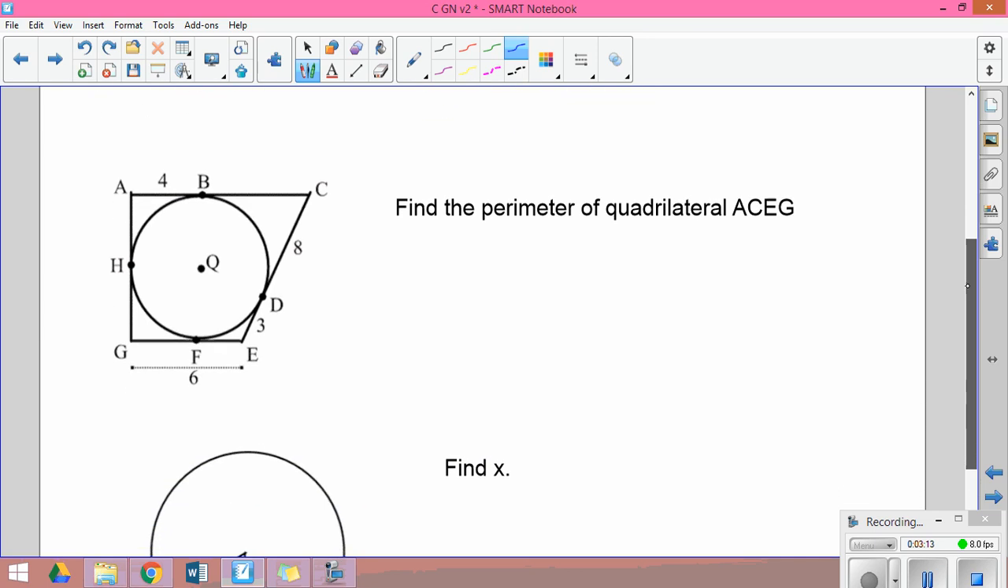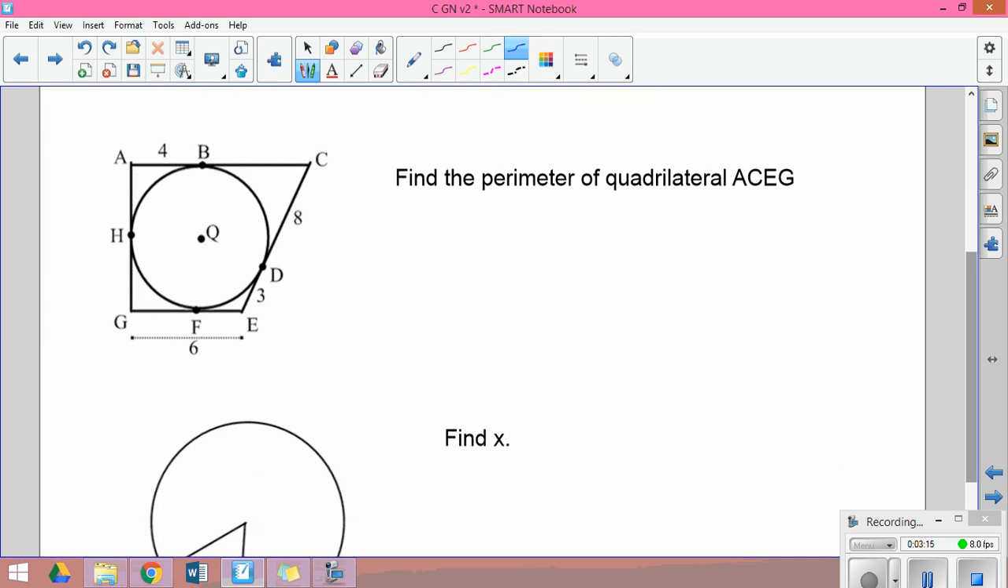This next problem is a perimeter problem. And I highly recommend that you get some colored pencils because that always makes these go a little bit cleaner. We're using that congruent tangents theorem that we just talked about. So I have this point A, and if A to B is 4, then A to H is 4. Careful and don't overgeneralize. From C back to D is 8, so from C to B is 8.